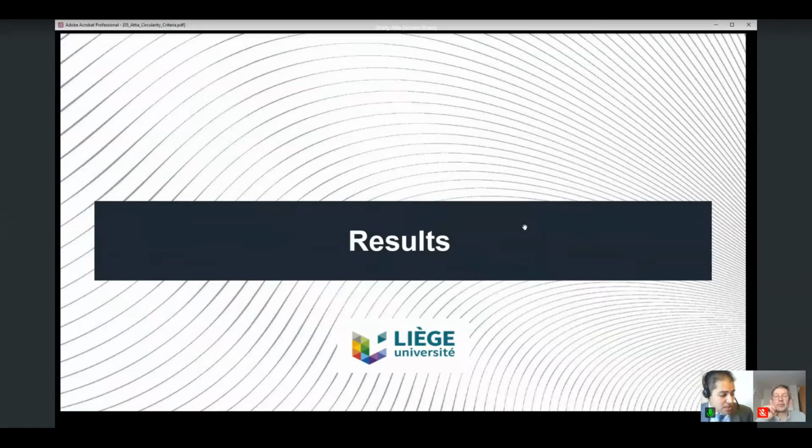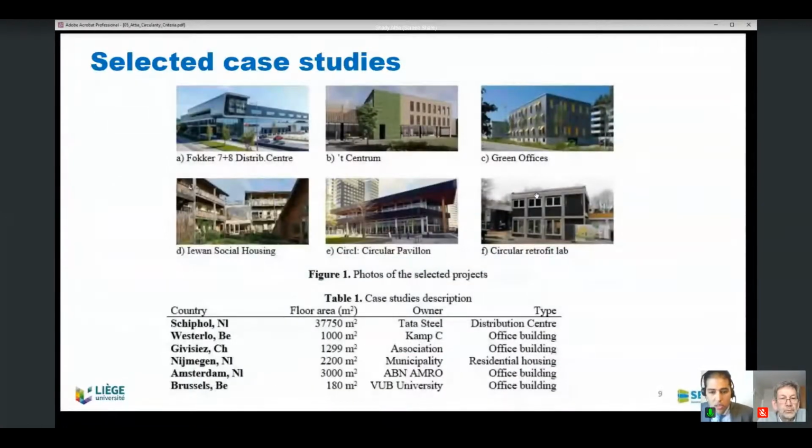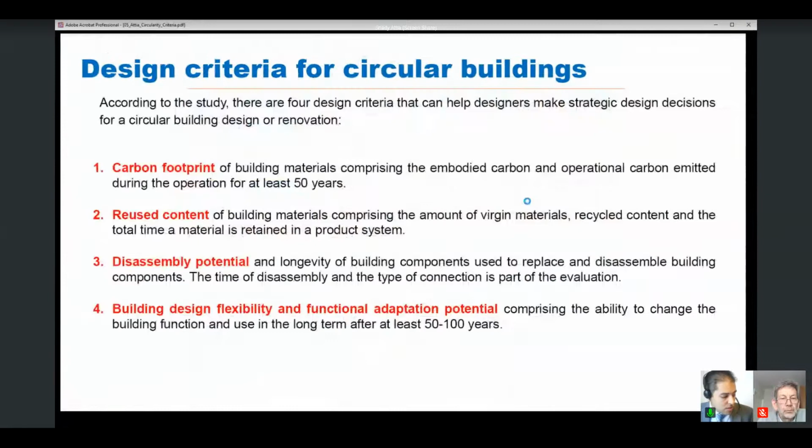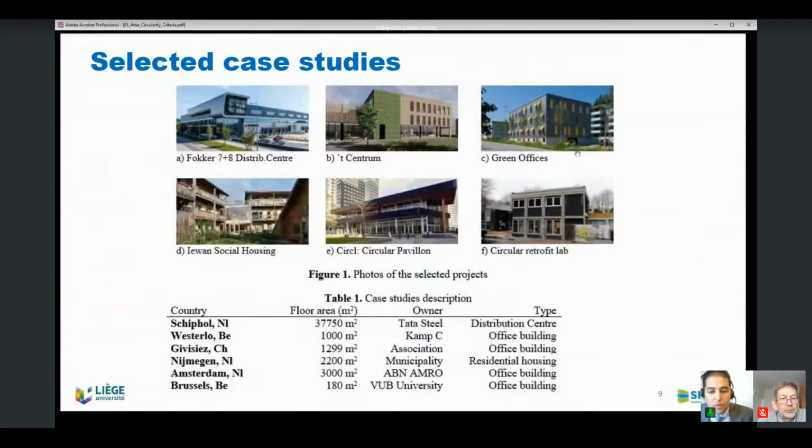Before presenting the results, I just need to point out that we focused on the construction systems, the envelope system, the spatial function and use, and the building material and product services. When it comes to the selected case studies, as you can see, we have 5 case studies selected, 4 of which are located in the Netherlands.